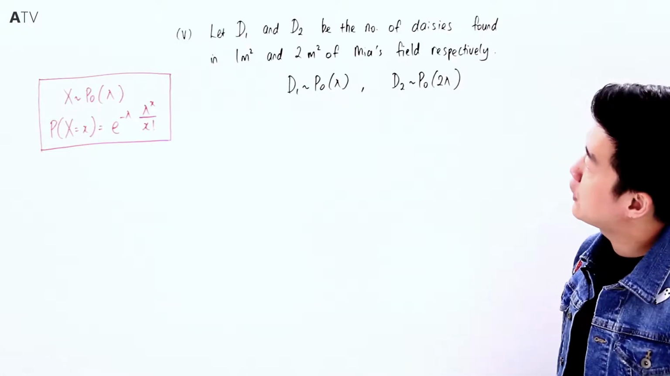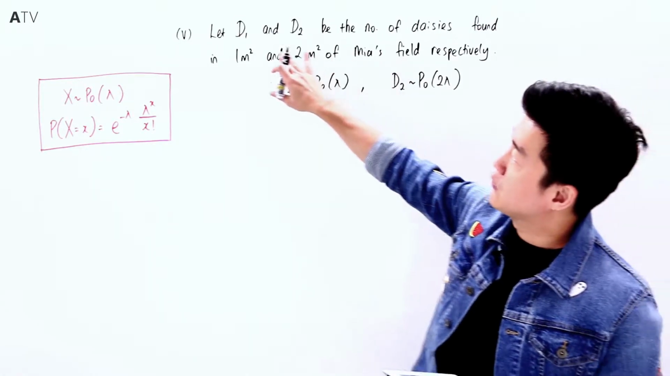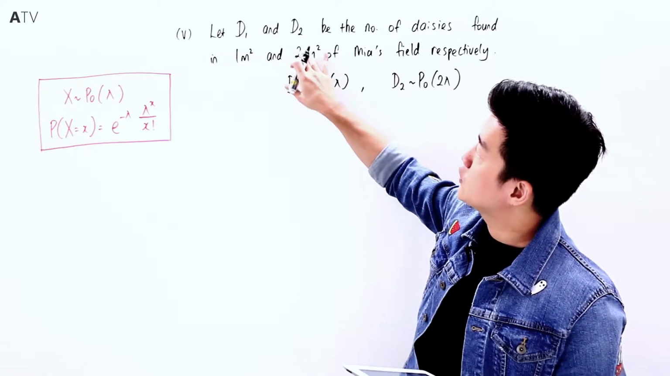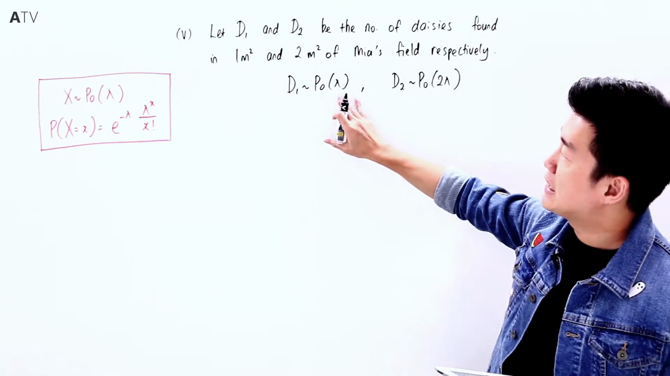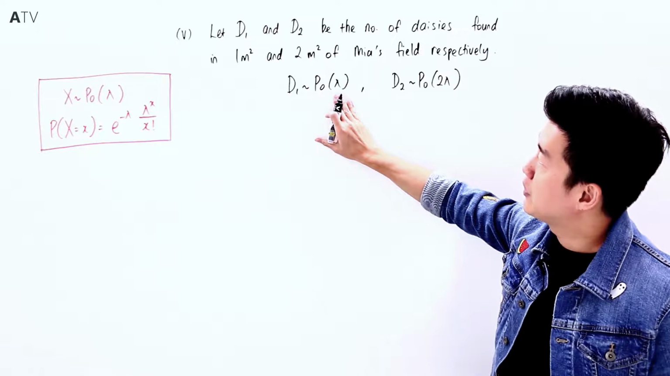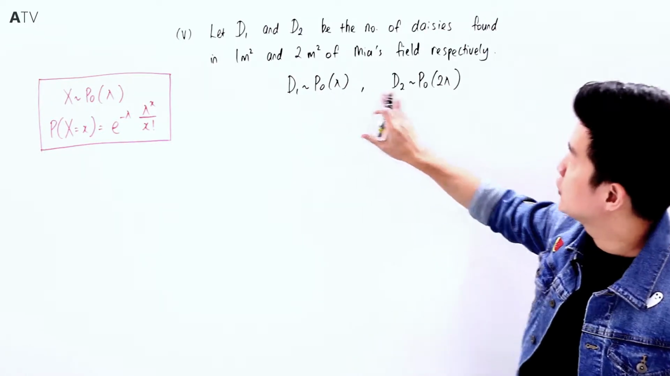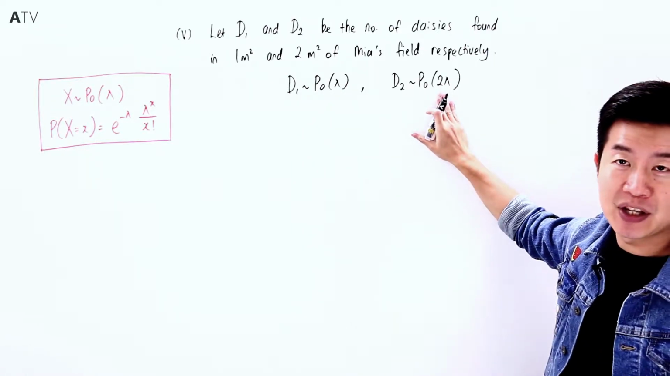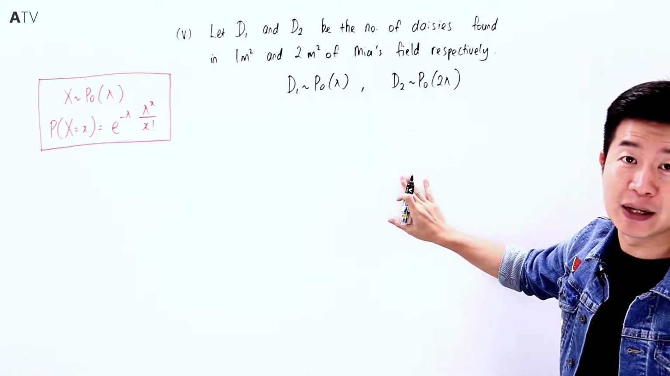For the number of daisies found in 1 meter square of Mears field, let it be D1, and for 2 meters square, we'll let it be D2. And if the average number of daisies found in 1 meter square is lambda, then for 2 meters square, applying the scaling property of the Poisson distribution, it will be 2 lambda.